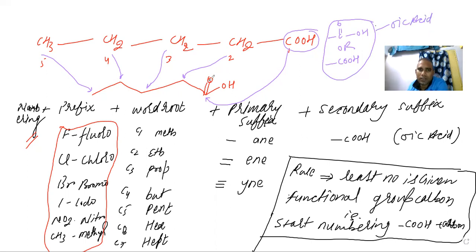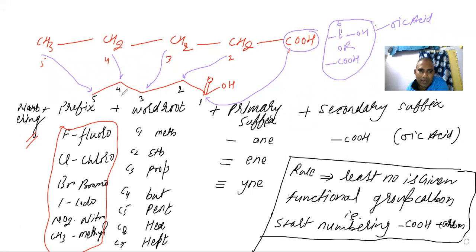Yes, sir. So these two are the same. Now we are going to number it. This is carbon number 1, this is 2, this is 3, this is 4, and here is 5. So we need to write the name of this compound. How to write? See, there is no prefix, so we have to start from the word root.